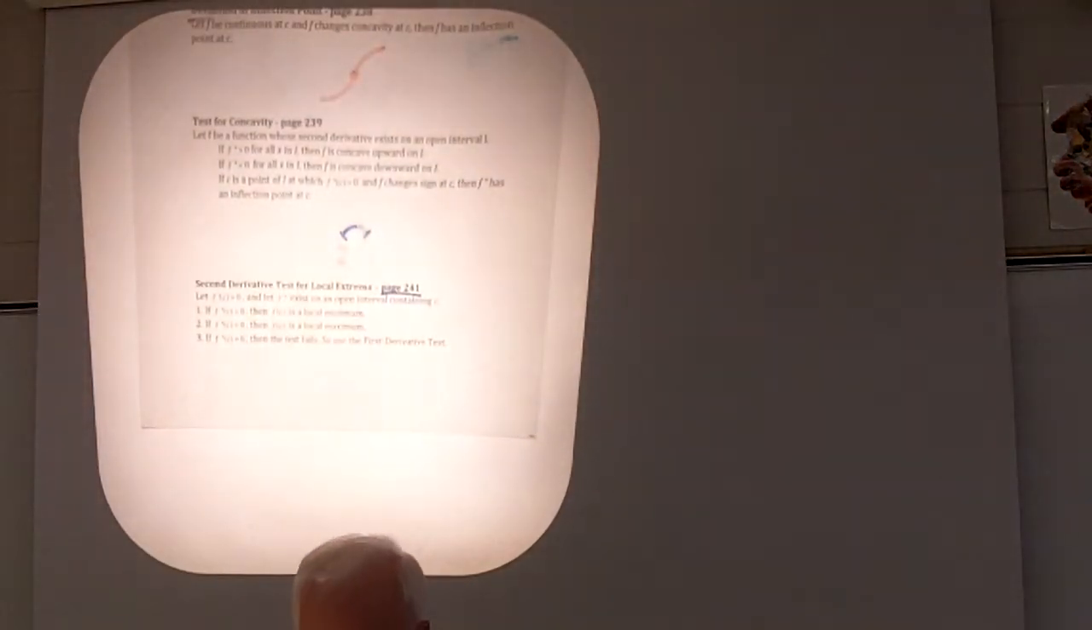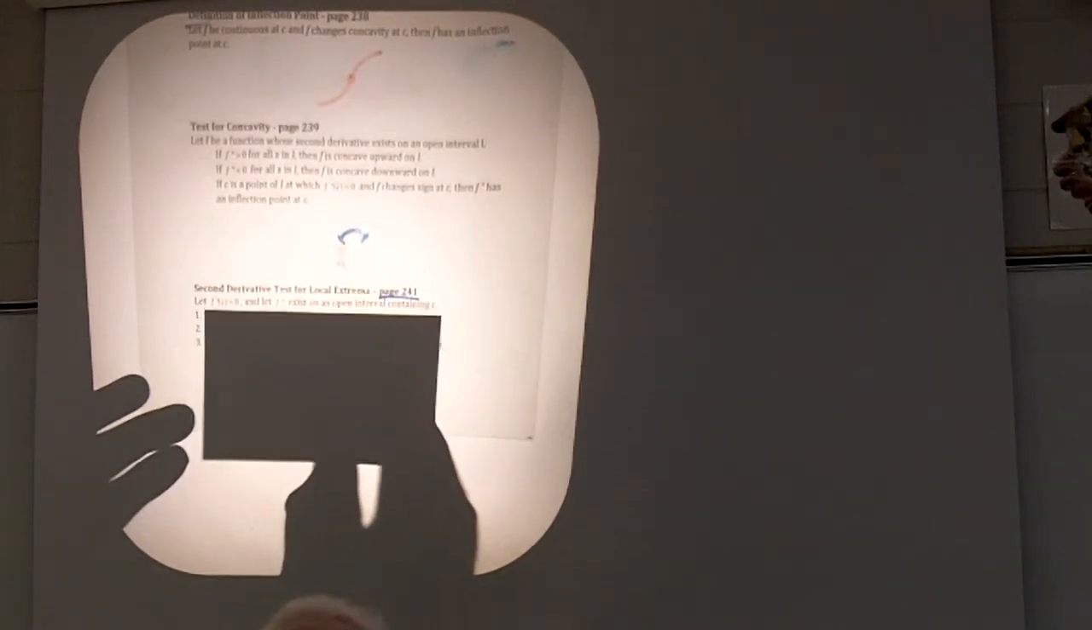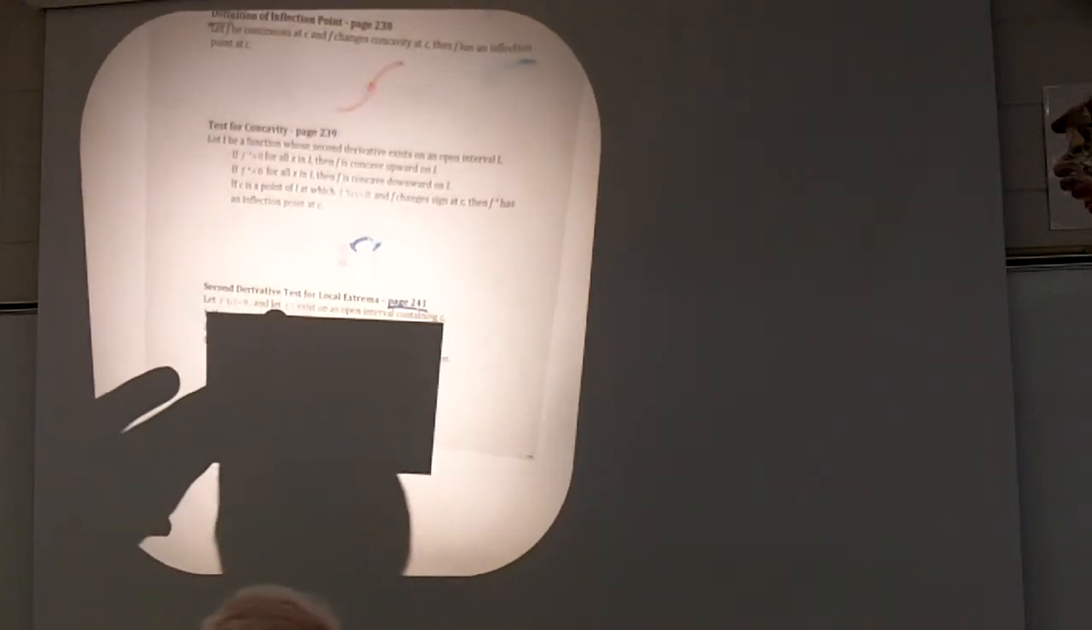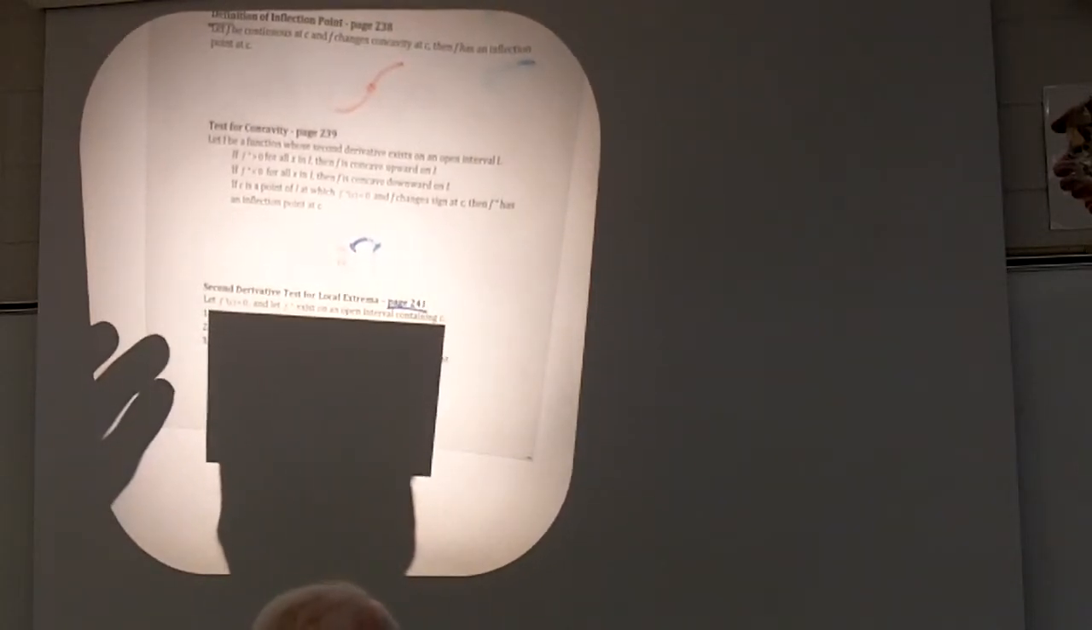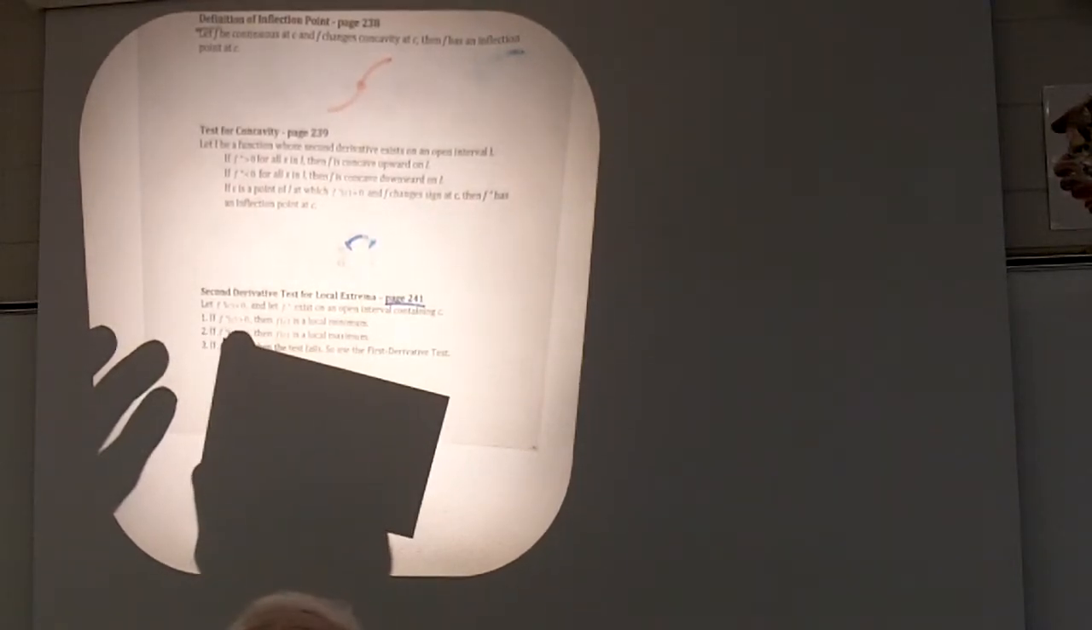This is what I want to accomplish today. We have looked at the second derivative test, and page 241 is the way it's in your book. It says we have to have f prime at c equal to 0. What is this thing? A critical point. And we have to have f double prime existing at that point.